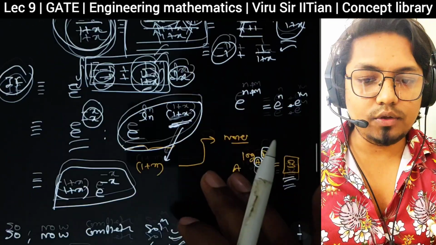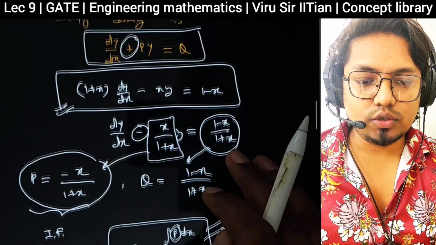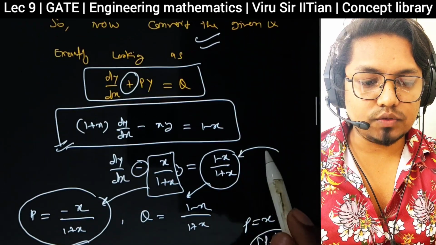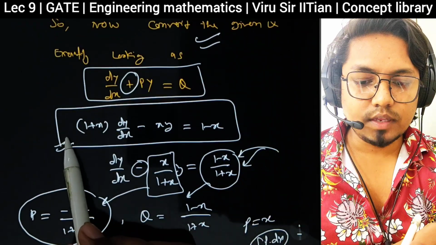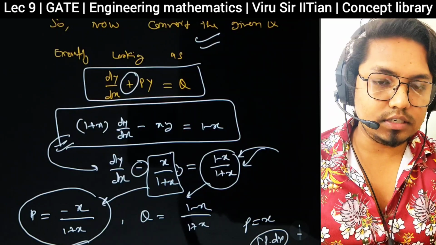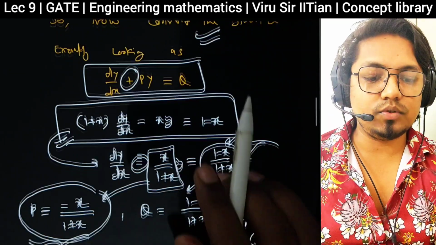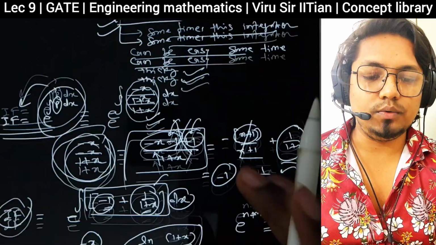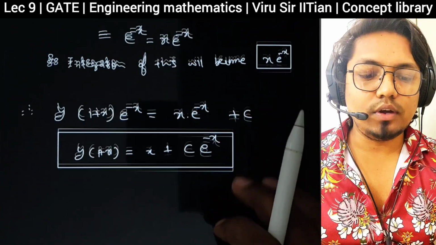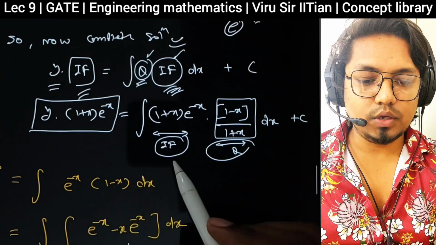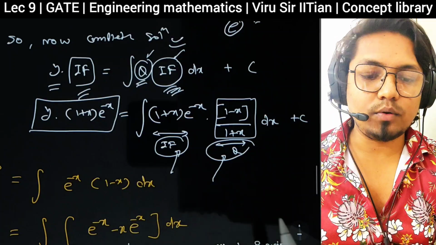So this is my q value. Where did you see the q value? You saw it here. This was your q value. When you rearrange the terms, then whatever comes on the right side becomes your q value. So that q value you have to substitute in the equation here, and multiply it together with the integrating factor.